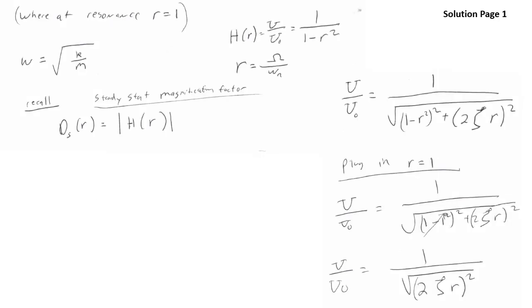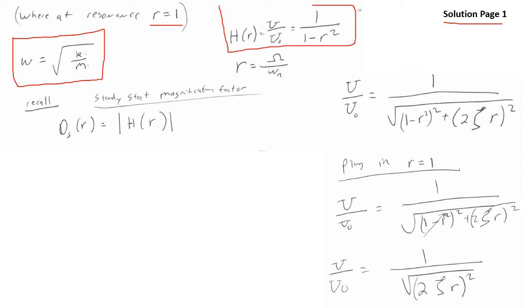Next we can begin our solution. We have our solution page 1 here. We're at resonance, so our R is equal to 1. A couple of relationships I may need to reference back to, which I write at the top of the page as I start plugging into my governing equation: my omega is equal to the square root of K over M. They gave me my K, and I've already solved for my M from the weight, so I can get my omega from that. My H sub R, which is part of my governing equation, is equal to U over U naught, or in this case, 1 over 1 minus R squared.